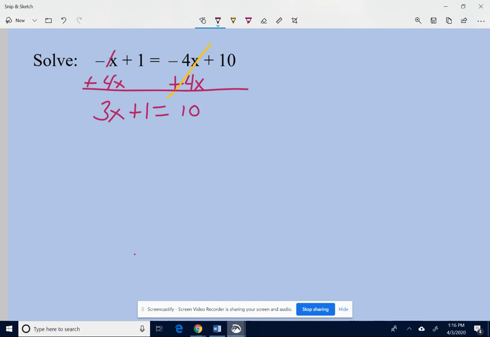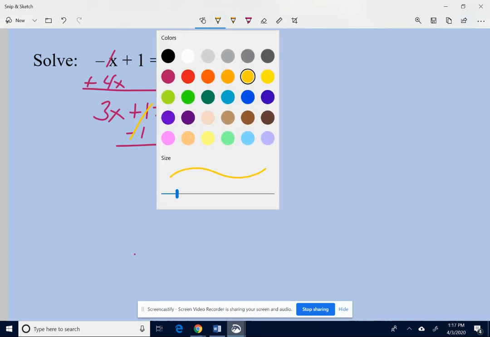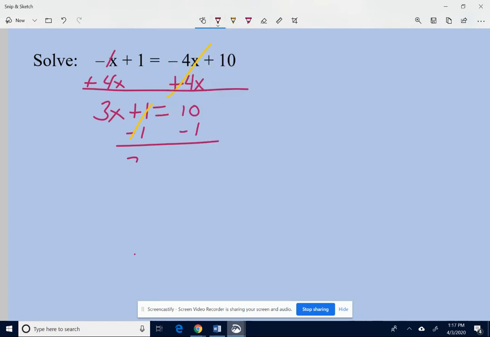Get rid of the added 1. This is just a two-step equation. Get rid of the added 1 by subtracting 1 from both sides. Because 1 minus 1 is 0, it goes out. So we're left with 3x on the left, and we're left with 10 minus 1, 9 on the right. Get rid of the multiplied 3 by dividing by 3 on both sides.